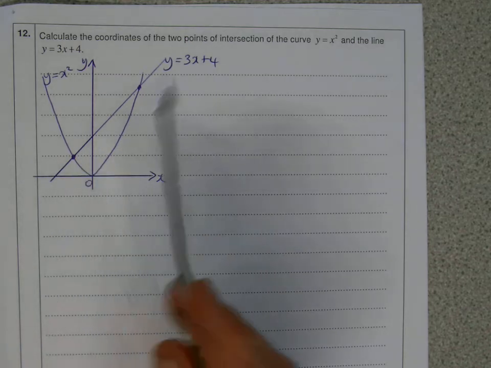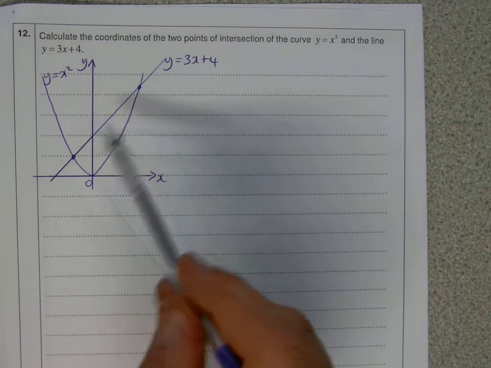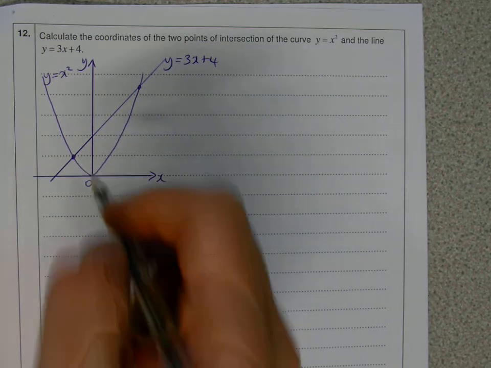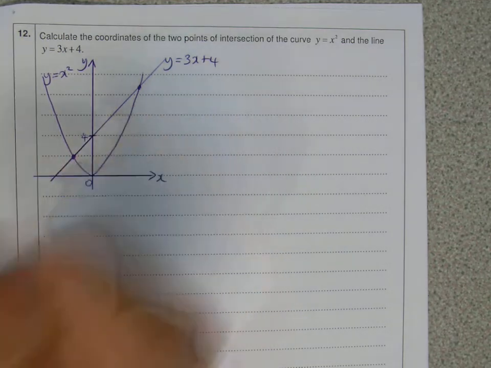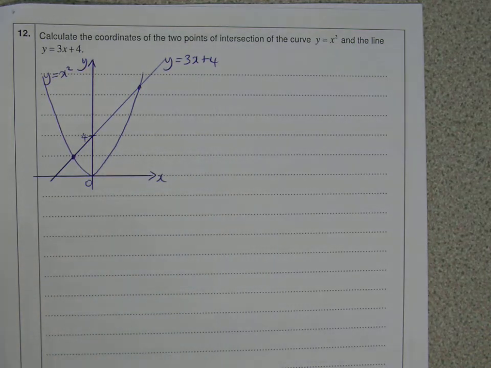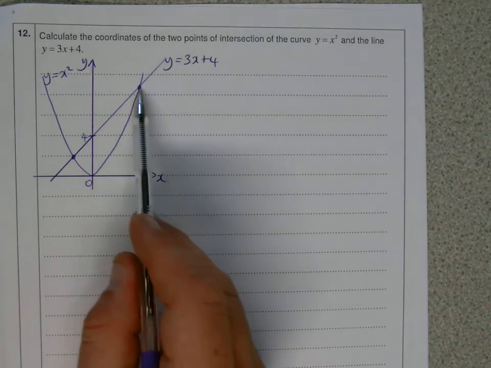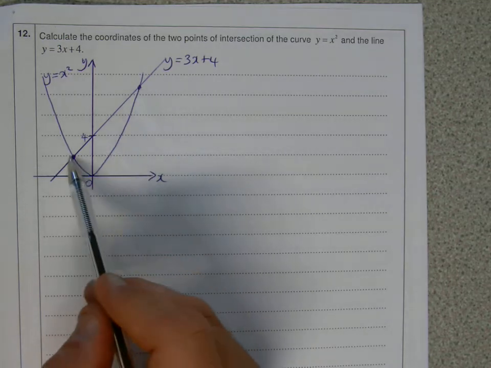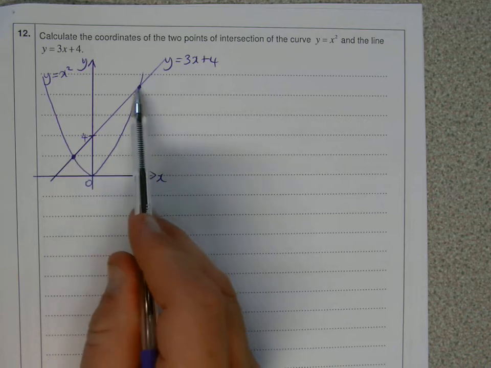So I know that it's going to roughly look like that because this gradient's 3. It might be a bit steeper than that, but it doesn't matter. And of course it would intersect the y-axis there at 4, because that's your y-intercept. You don't need to draw a sketch, but it's for us to see what's going on. They actually intersect, don't they? That's what it means by intersect, where they cross over, those points there. And we need to find them.